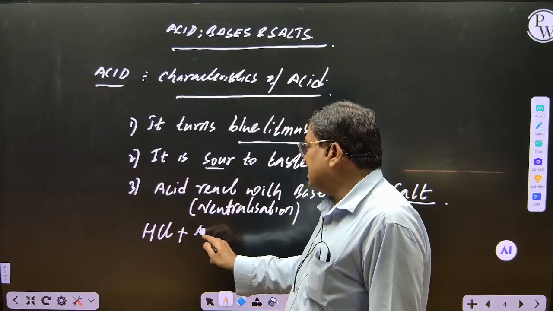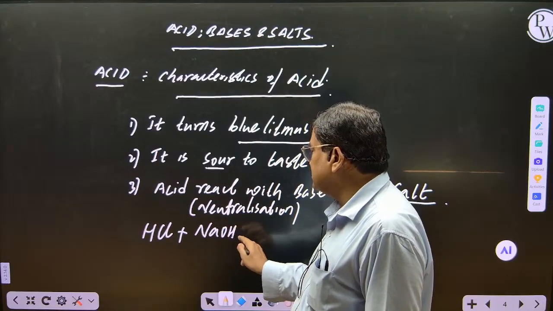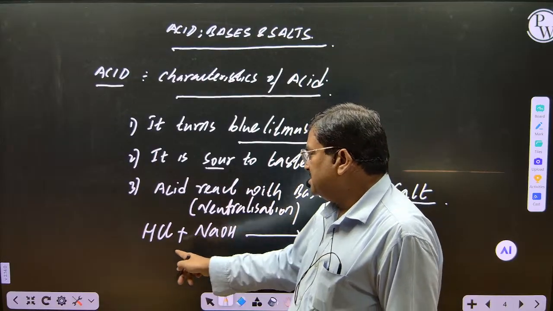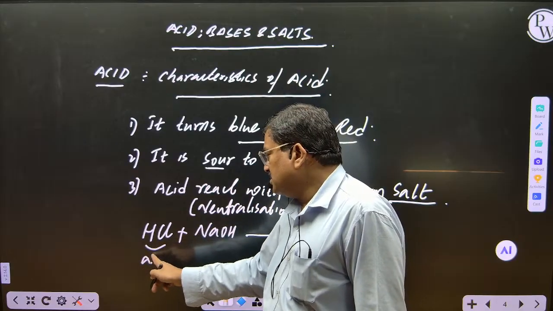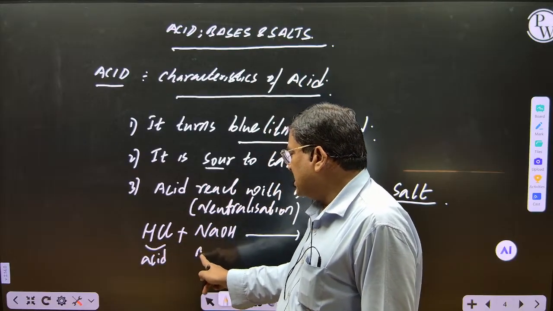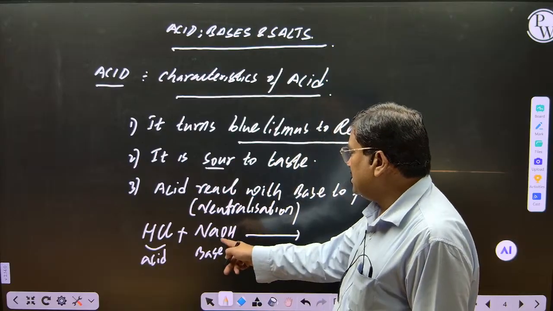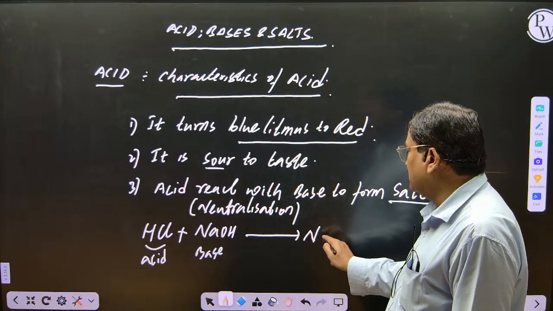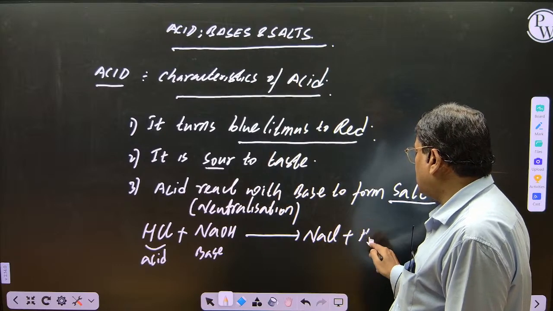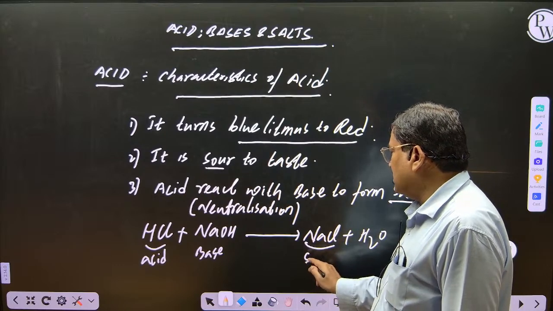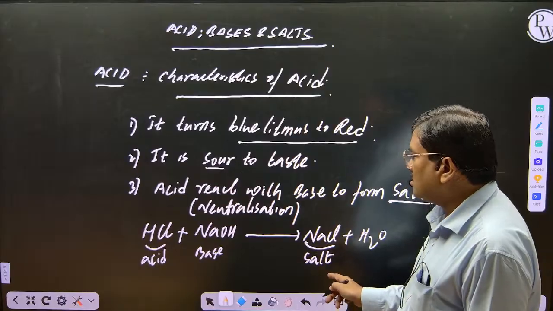Now HCl is an acid, NaOH is a base. So what happens? Acid reacts with base to form salt and water. Now what is that salt? We get sodium chloride plus water. And this is what we are getting, salt, and this process we are calling neutralization.